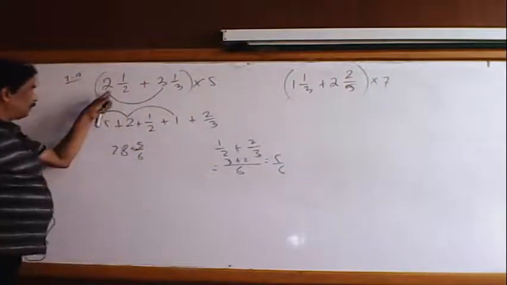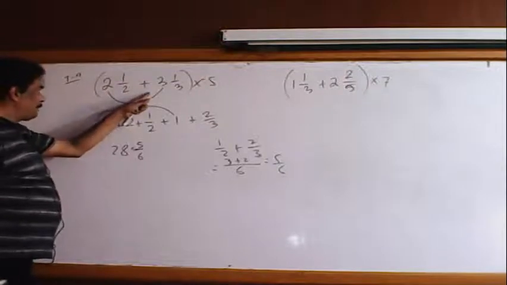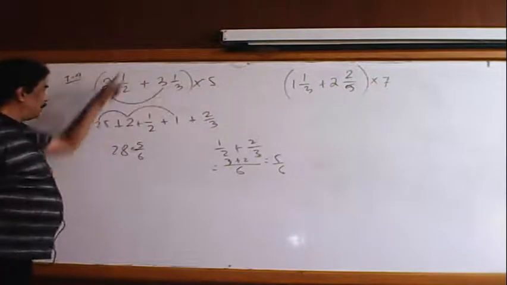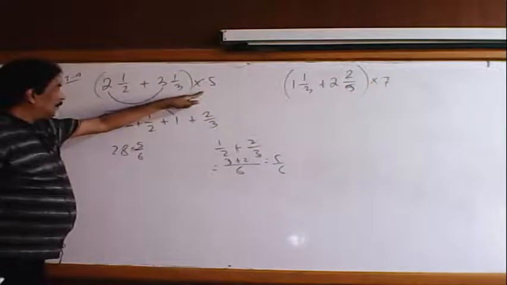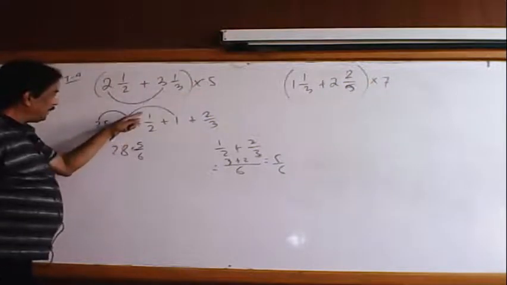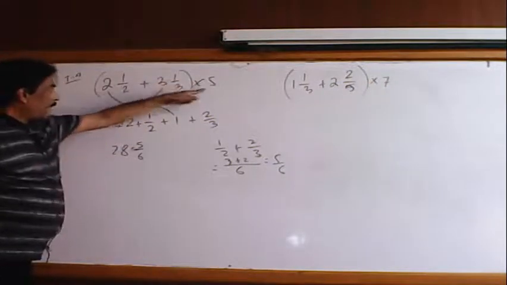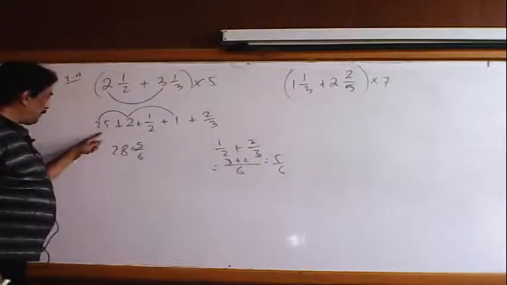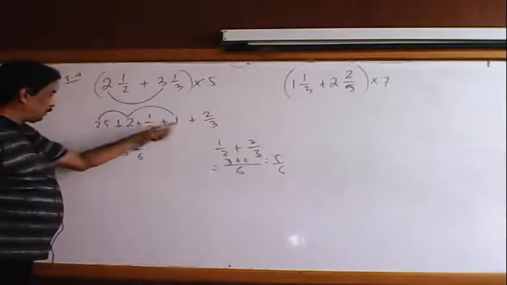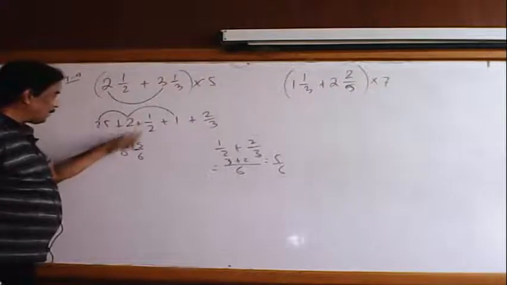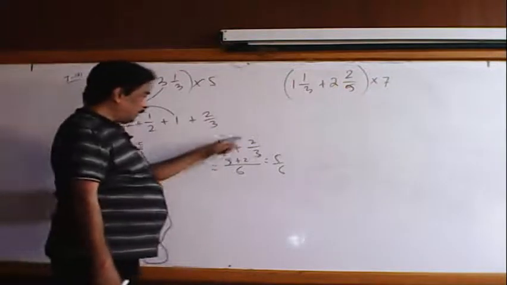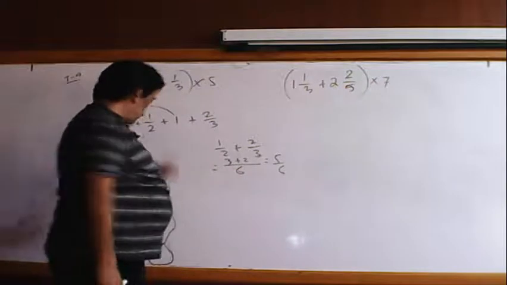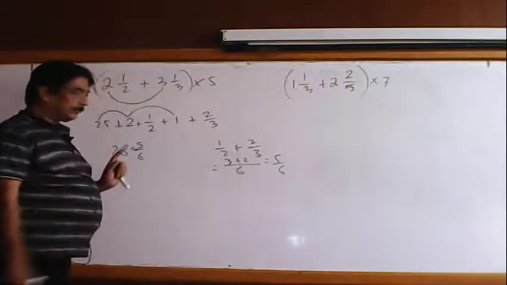Again, 2 plus 3 equal to 5. 5 5 is 25. Half into 5, quotient is 2 times, so 2, remainder is 1 by 2. 5 divided by 3, quotient is 1 times, remainder is 2 by 3. So now 25 plus 2, 27 plus 1, 28. And we have to count 1 by 2 plus 2 by 3. 1 by 2 plus 2 by 3 equal to 5 by 6. So now 28 and 5 by 6.